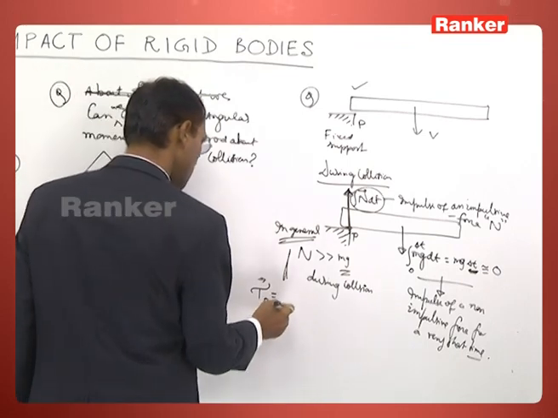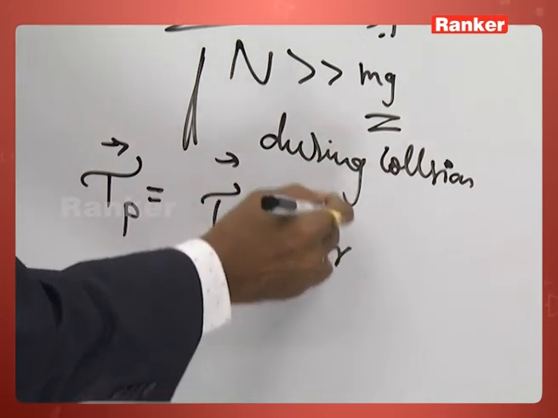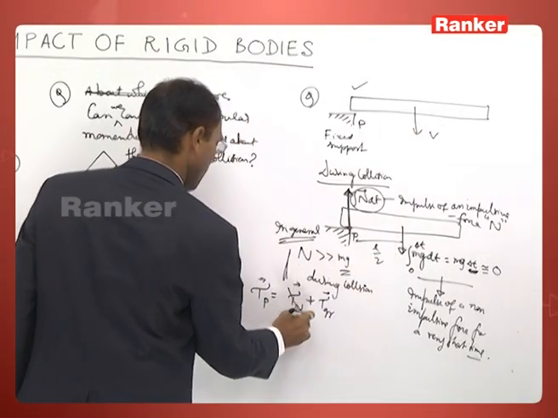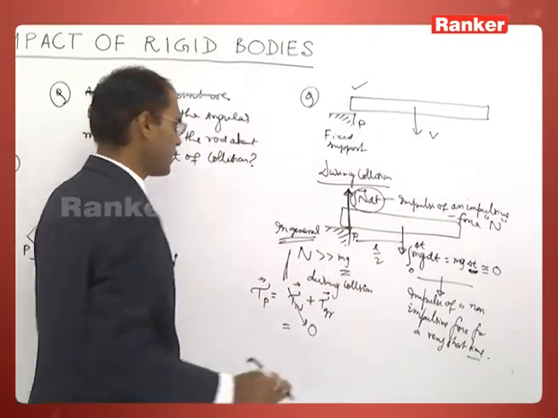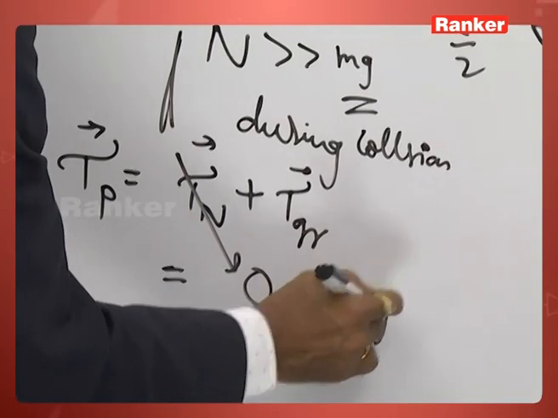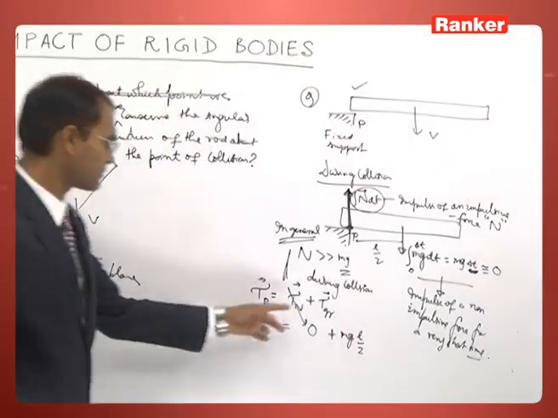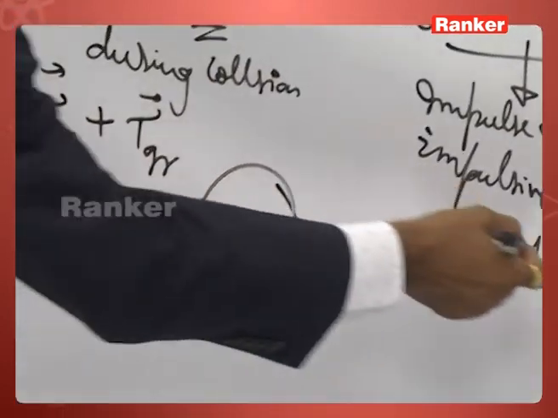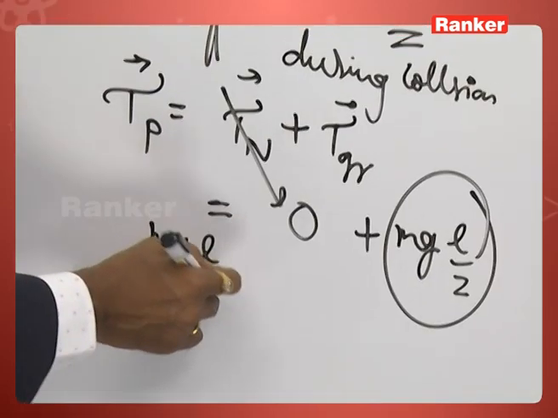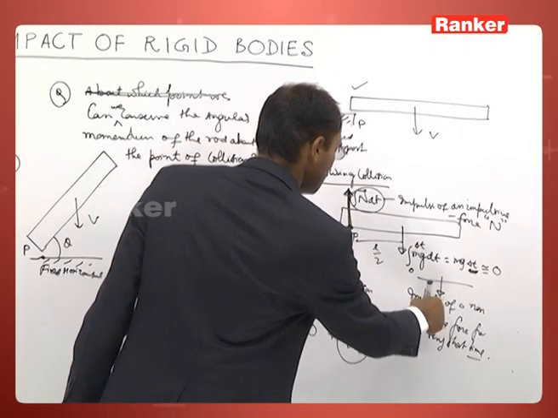Therefore, the normal reaction cannot produce a torque, and the torque produced by gravity can be written as mgl by 2. Normal reaction cannot provide a torque because it passes through the point itself. During the collision, gravity can produce a torque mgl by 2. And when this torque is multiplied with a very small time interval, mgl by 2 into dt, this is the impulse.